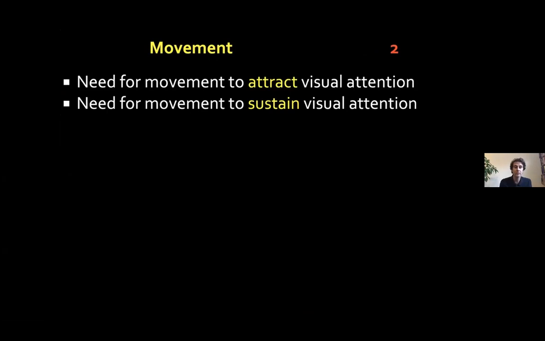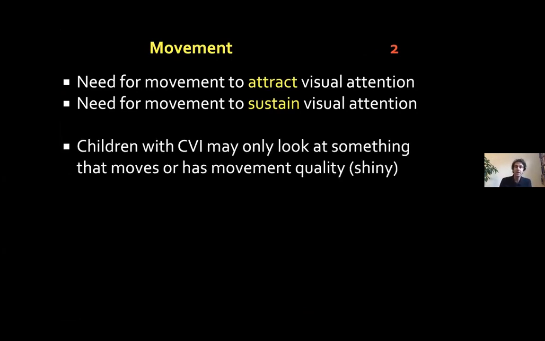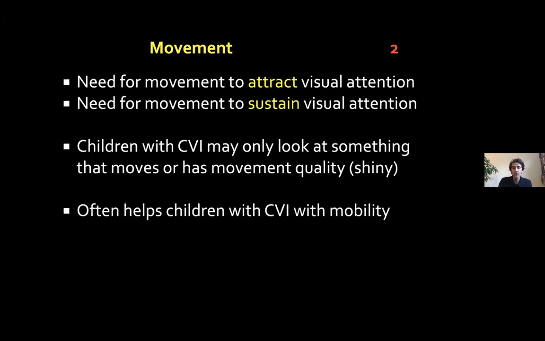Just like what we talked about with the example of the dorsal stream, it's very easy to get information about movement in your dorsal stream. So kids on the lower side of visual functioning, phase 1, may only look at things that move. They only may look at things that are shiny or have a movement quality, like a reflective quality. This often helps kids with CVI with mobility.